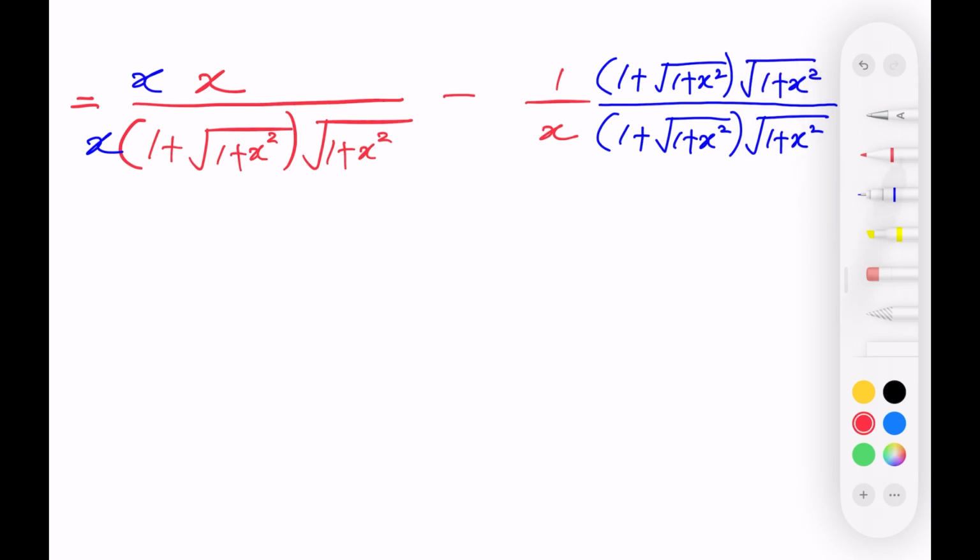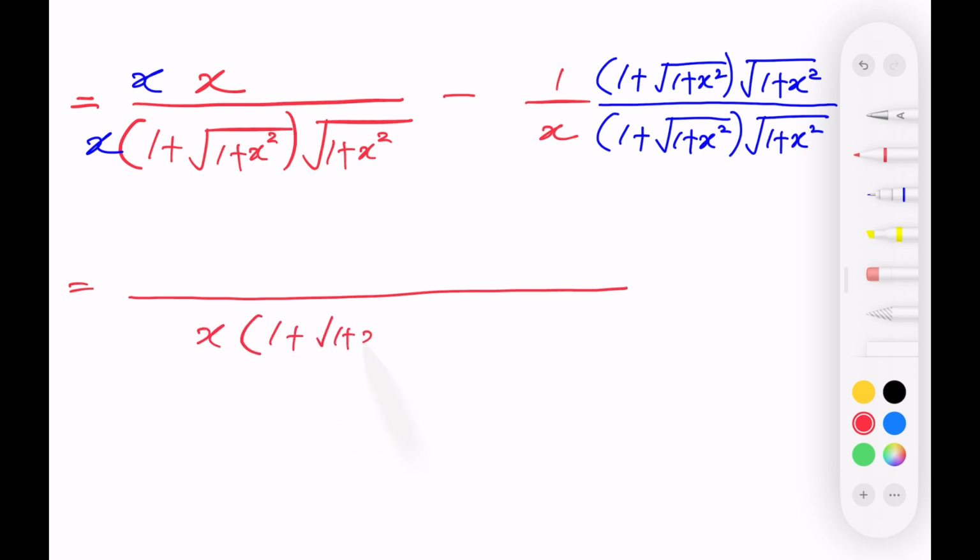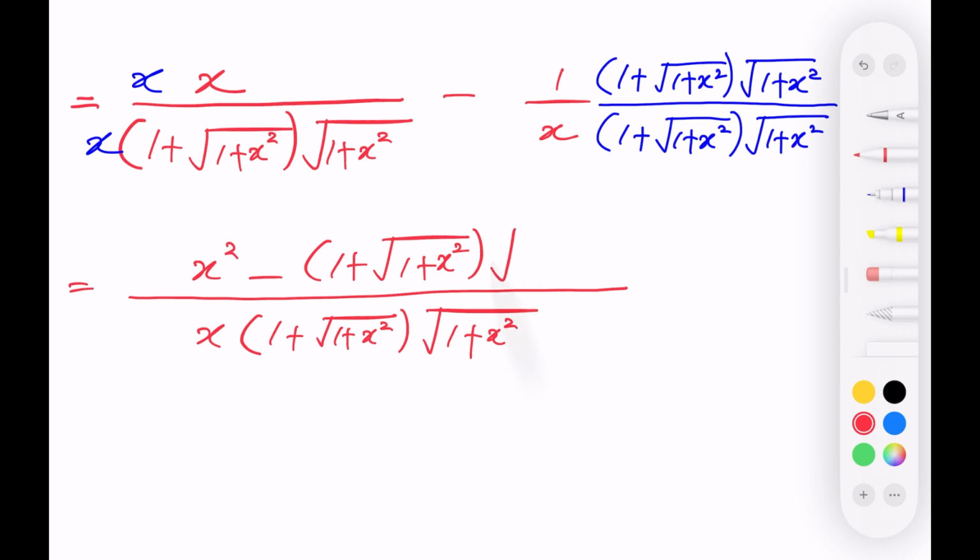Now we need to simplify all of that. When we simplify all of that, we have a common denominator, which I will write as x times 1 plus square root 1 plus x squared times square root 1 plus x squared. On the numerator, from this first term, I have x times x, which is simplified as x squared, minus I have 1 plus square root 1 plus x squared times square root 1 plus x squared.